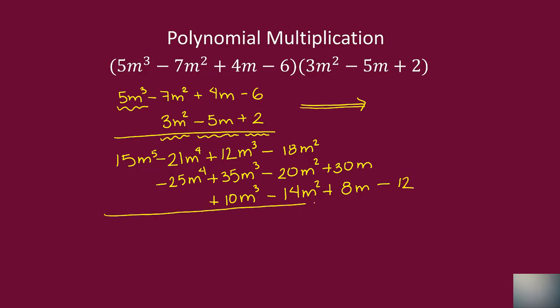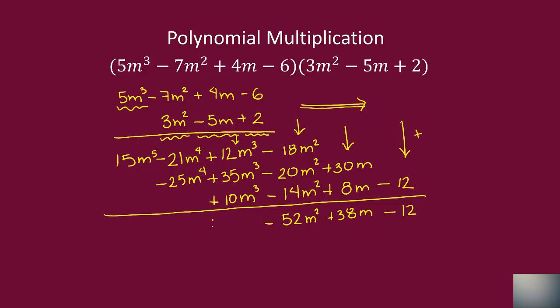As you can see, in each column, I have like terms. That makes it easier now to add as a column. So our last term is by itself, so I keep the negative 12. Now I add 30 plus 8. That gives me 38. And this is our column of m. Now the next column, minus 18, minus 20, minus 14. That gives me minus 52. And it's m second power. Okay, now our next term, 12 plus 35 plus 10.